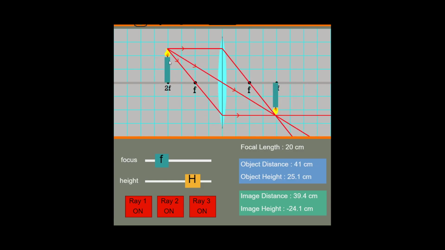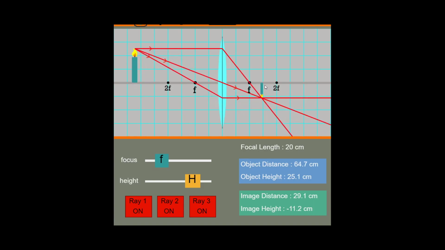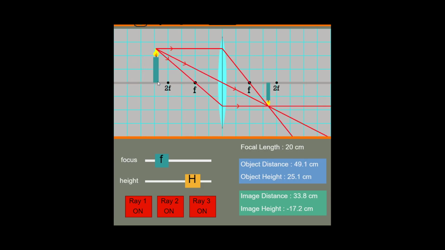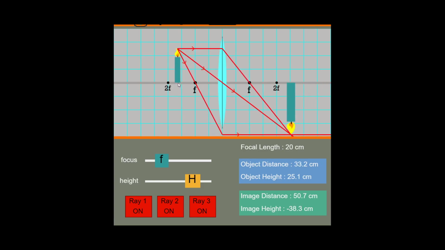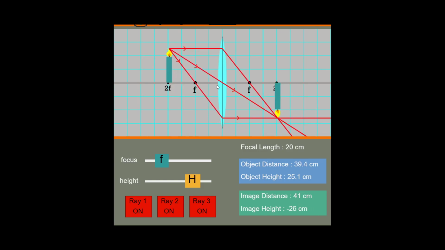Starting at 2f, when it's at 2f, the image is also at 2f, just on the other side and upside down. When I pull it back further than 2f, the image gets smaller in height and it gets closer to the lens. If I move the candle closer to the lens, the image gets larger and further from the lens. So what I want you to notice is that the distance between our object and the lens is related to the distance between the image and the lens.